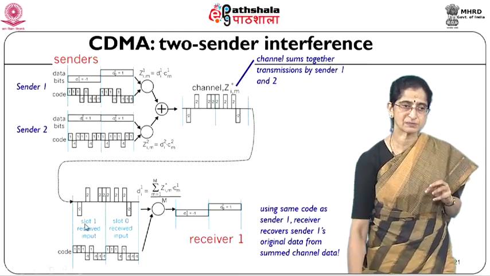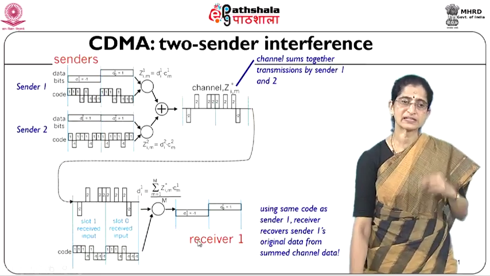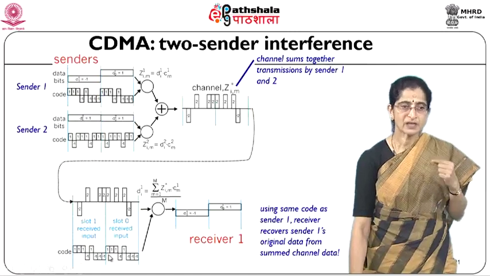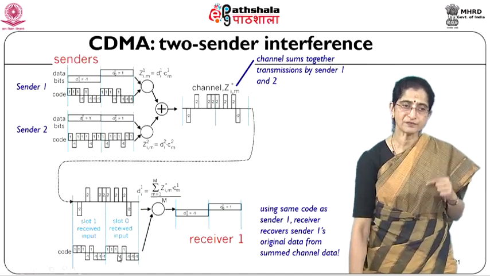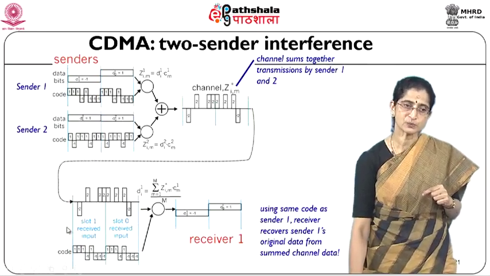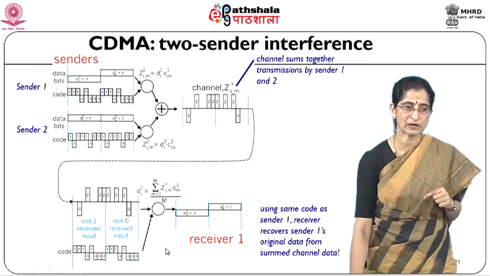When this is transmitted, let's look at how receiver 1 will be able to receive the data. Let's say receiver 1 wants to receive the data from sender 1. So what does he do? He will use the code of sender 1 and do the same inner product with the data that is received. So look at what will happen in that case.